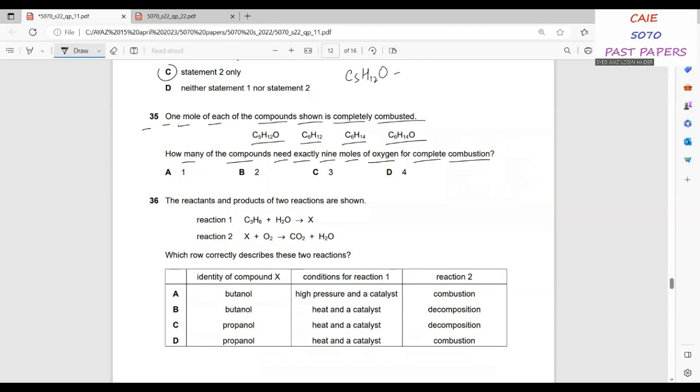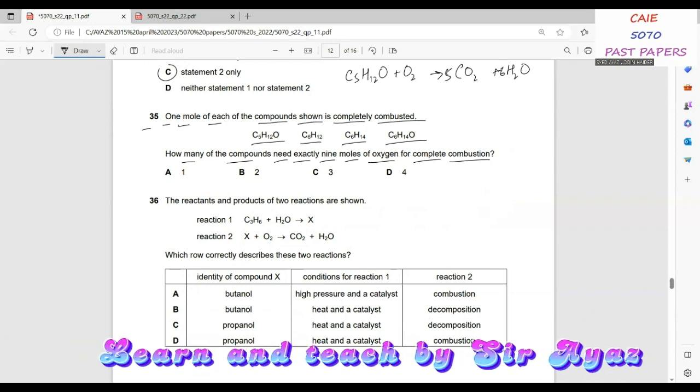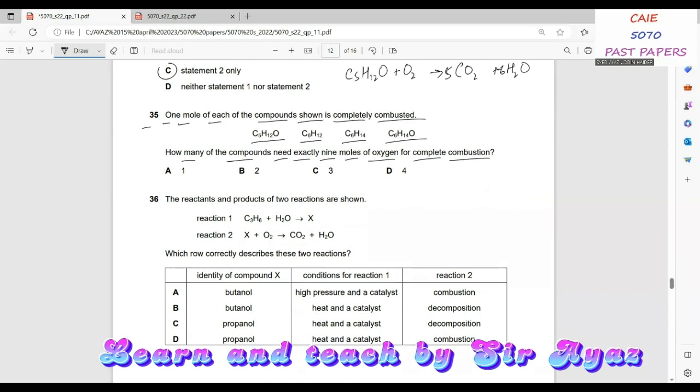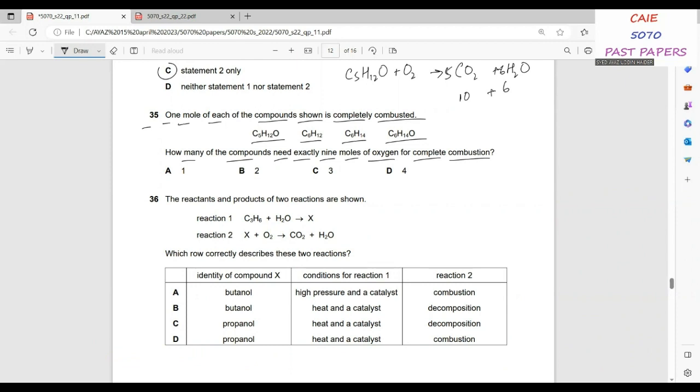For C5H12O, when you react it with oxygen in complete combustion, we will get carbon dioxide, CO2, plus H2O. Now let's balance the equation. We have 5 moles of carbon dioxide and 6 moles of water. In order to balance the oxygen, let's count the number of atoms of oxygen on the product, or right hand side. We have 5 times 2, 10, plus 6. So we have 16 oxygen.